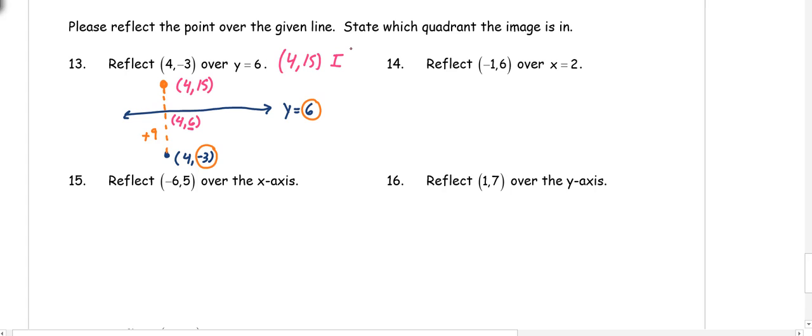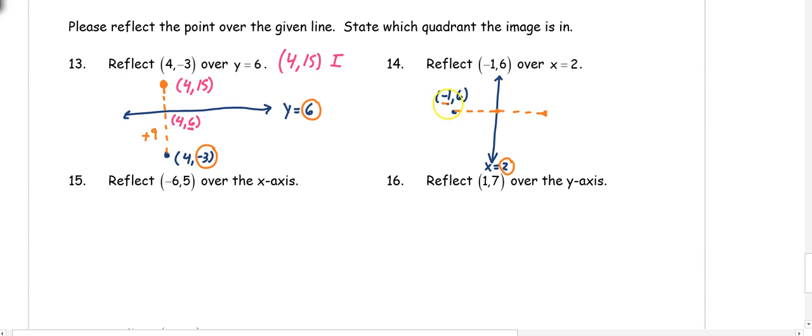Number 14, reflect -2, 6 over the x equals 2 line. So x equals 2 line is a vertical line. So we have the x equals 2 line. So our original point is -1, 6, which on a coordinate plane would be located to the left. So I need to see how many numbers to get to my point on the line of reflection, and then how much to go to the other side of it.